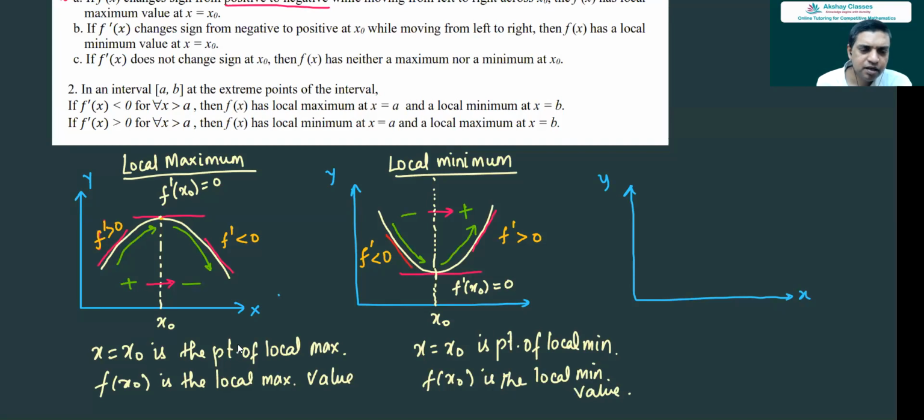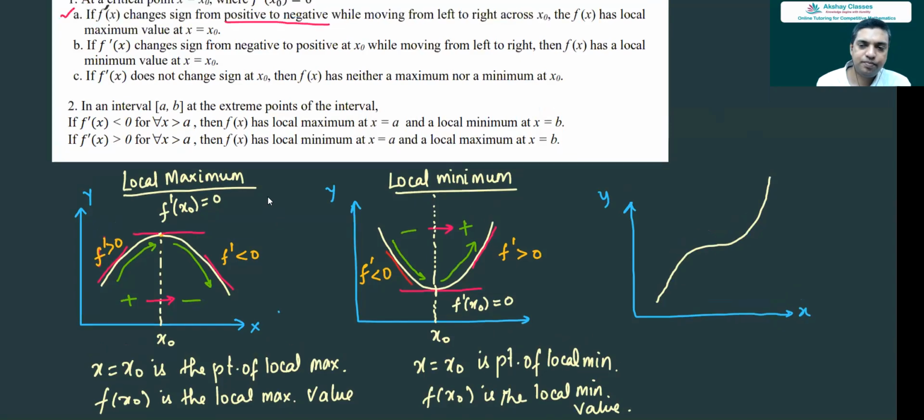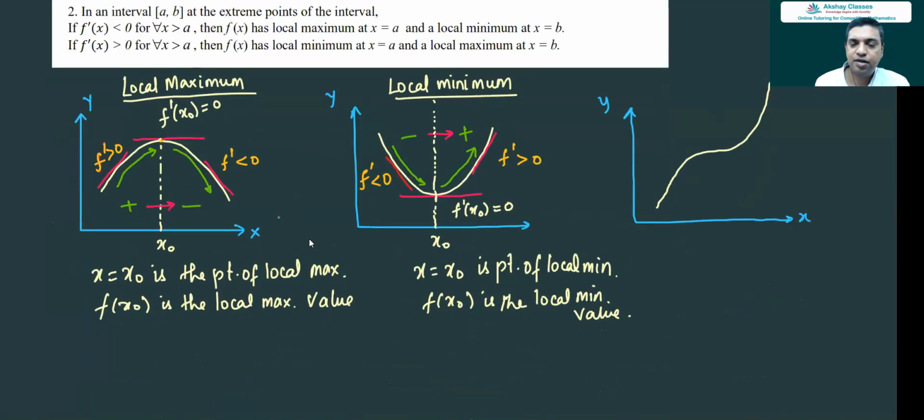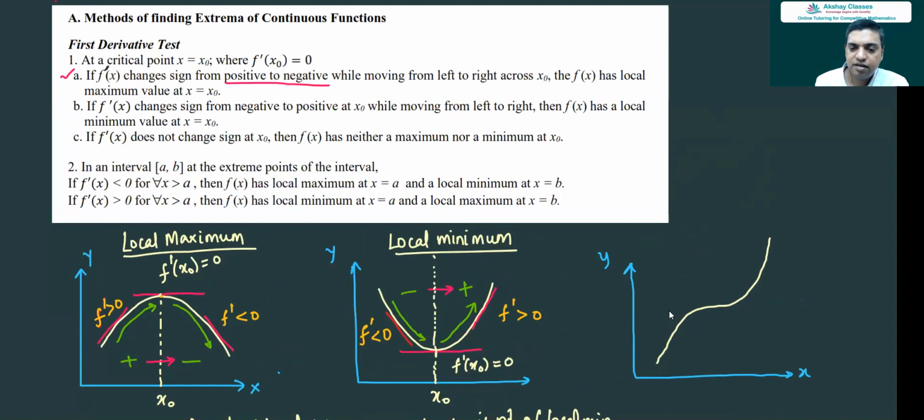Now comes an interesting case where it doesn't change sign. For example, f dash x is 0, but it doesn't change sign, like we had the case of y equal to x cube. Previously we did that, but a similar case here. So at this point, f dash x naught is 0.